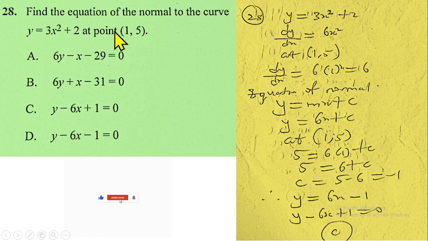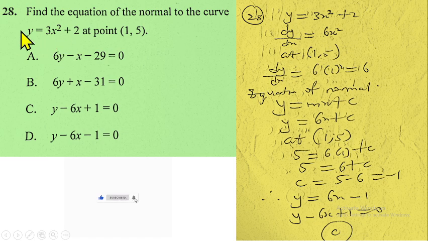How? Since we can find the gradient of the curve at this particular point, that means we will know the gradient of the normal as well. So when you know the gradient of the normal, you can substitute it into the linear equation to find the equation.